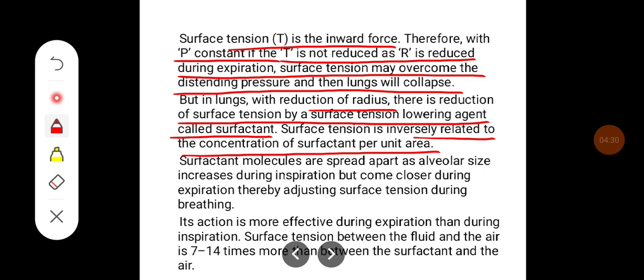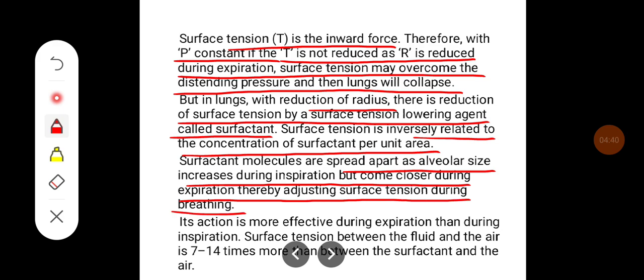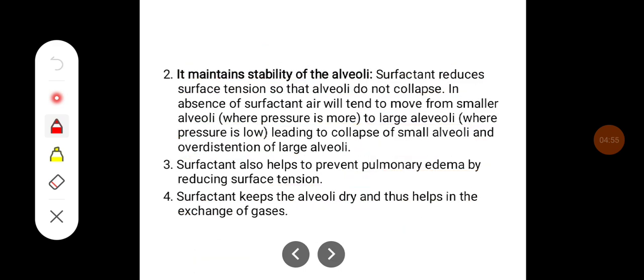Surfactant molecules are spread apart as alveolar size increases during inspiration but become closer during expiration, thereby adjusting surface tension during breathing. Its action is more effective during expiration than during inspiration. Surface tension between the fluid and the air is 7 to 14 times more than between the surfactant and the air. It is important for the maintenance of stability of the alveoli.